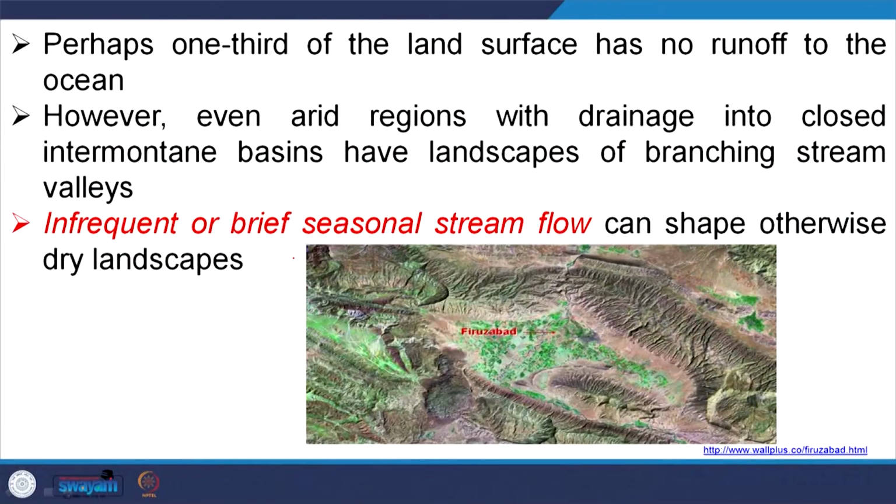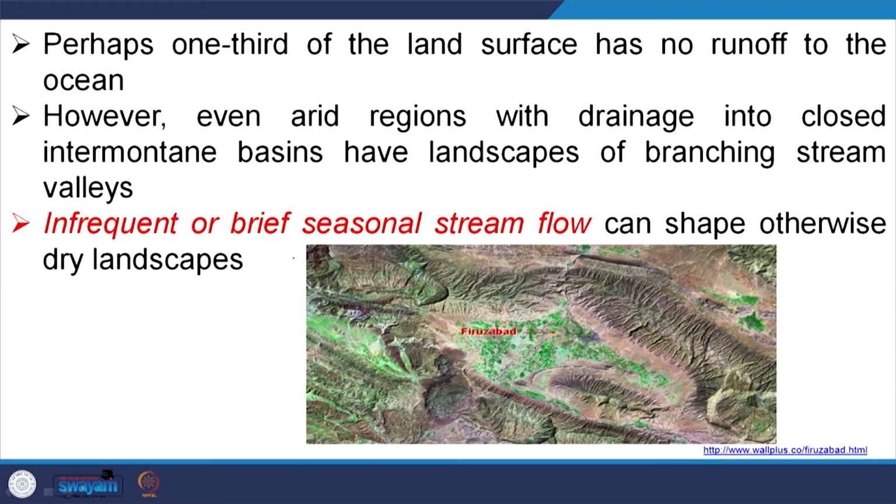Perhaps one third of the land surface has no runoff to the ocean. However, even arid regions with drainage into closed intermountain basins have landscapes of branching streams and valleys. Infrequent or brief seasonal stream flow can shape otherwise dry landscapes. We have already discussed arid zone geomorphology, the pediment evolution, the playas, and how the pediment is developed and how the sediment surface is curved or convex upward towards the mountain.